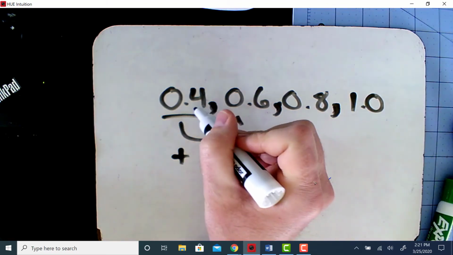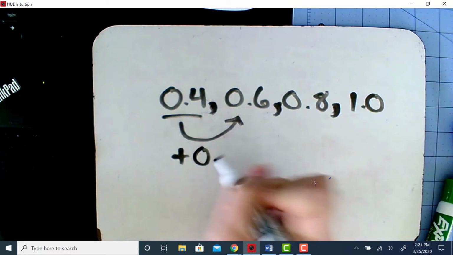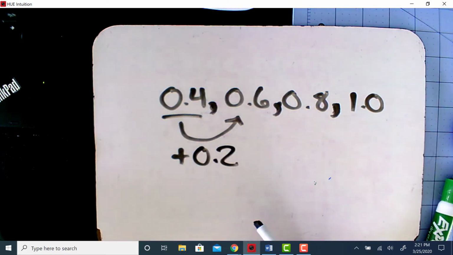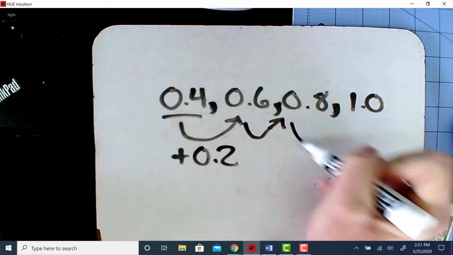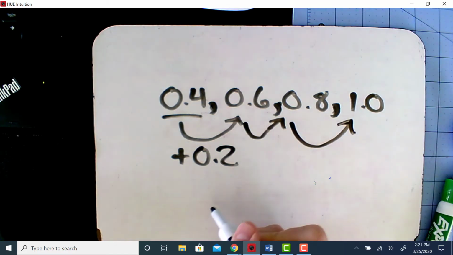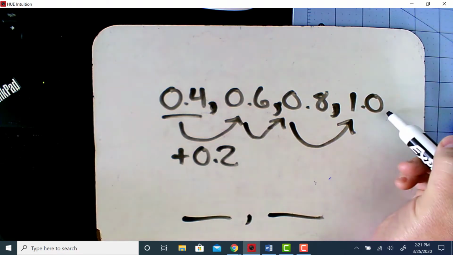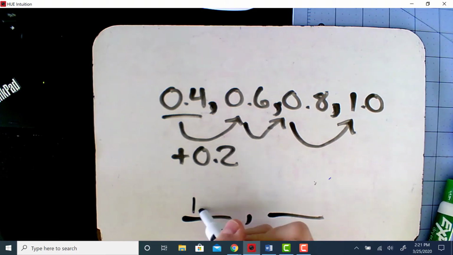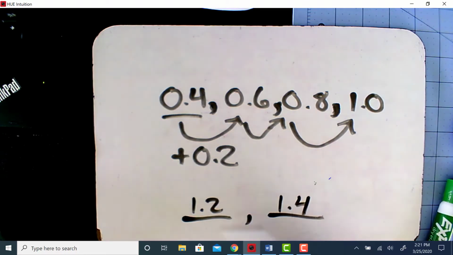So I have to add something. Now, 0.2 plus 0.4 would get me 0.6. So I am adding 0.2, or 2/10, in each case to get the next term. If I wanted to find the next two terms in the sequence, I would just add 2/10 to 1, so that's 1.2, and 2/10 to 1.2 would be 1.4, my next two terms in this arithmetic sequence.